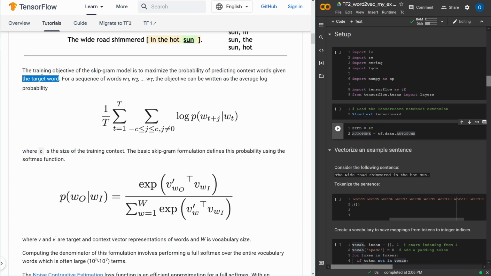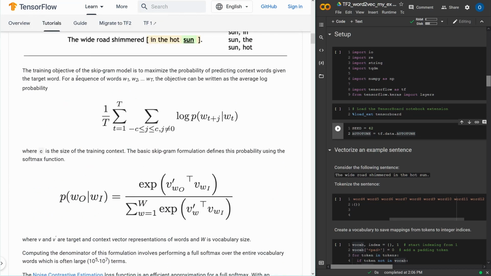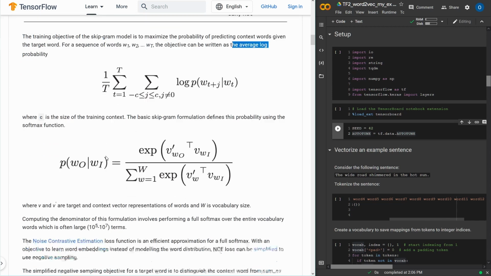So if you have a target word somewhere in the middle of a sentence, and you remember BERT, where you have the masking going on, this is a context-sensitive model, we now have to predict the word before and after the target word. And we call these words context words. And for a sequence of words, word 1, word 2, word 3, we have an average logarithmic probability that we can write in this notation.